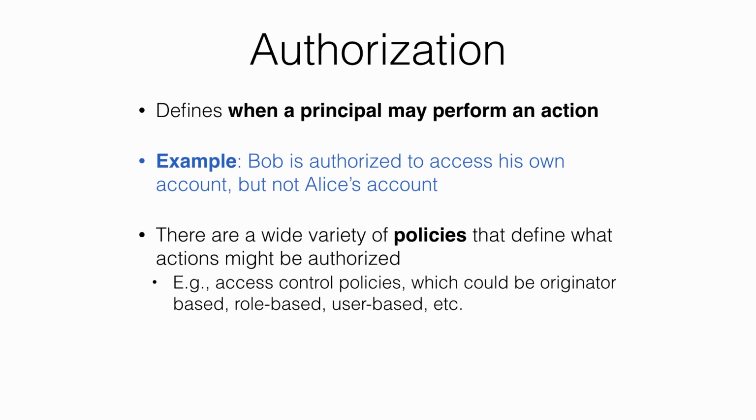Access control policies could also be role-based. For example, a bank teller or a bank manager may be allowed to perform certain things, and different individuals may at different times fulfill that role. Policies could even be originator-based. For example, Bob could originate a policy that allows Alice to withdraw a fixed amount of money from his account.